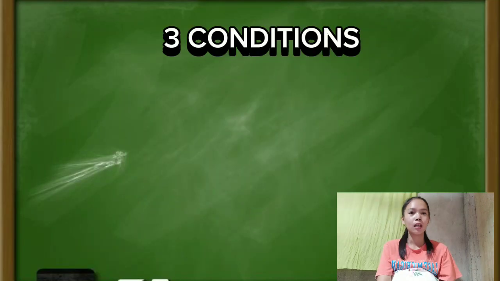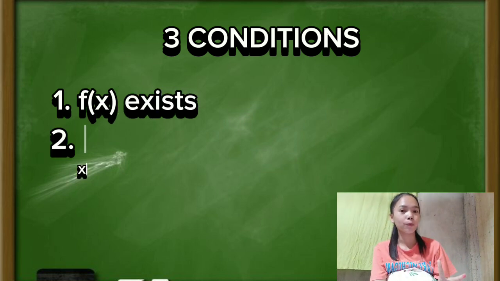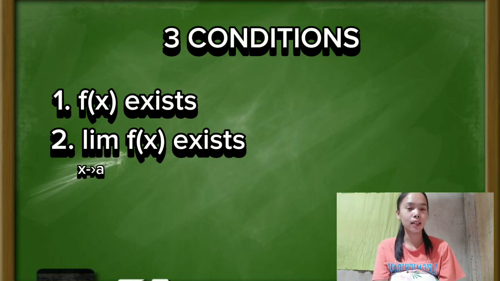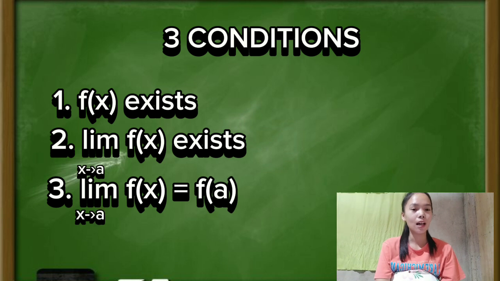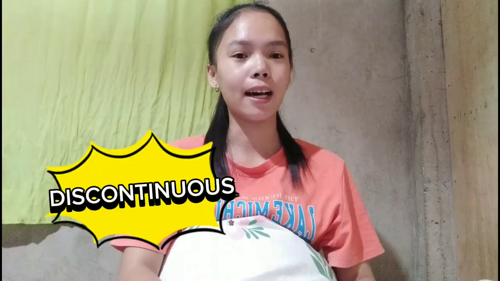Number 1, f of a must exist. Number 2, the limit of f of x as x approaches a exists. Number 3, the limit of f of x as x approaches a is equal to f of a. If one or more of these three conditions fails to be satisfied, then the function f is said to be discontinuous at a. Example number 1.